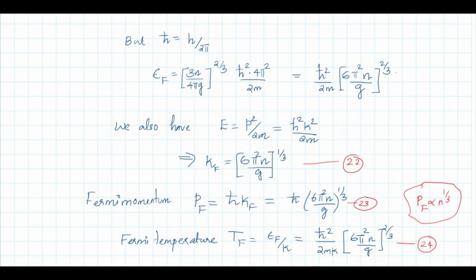Fermi momentum pF is h cut kF. It is h cut into this value, (6π square n by g) raised to 1 by 3. So Fermi momentum is proportional to n raised to 1 by 3. So as n increases, Fermi momentum will also increase. Fermi temperature TF is EF by k. It is h cut square by 2mk into (6π square n by g) raised to 2 by 3.